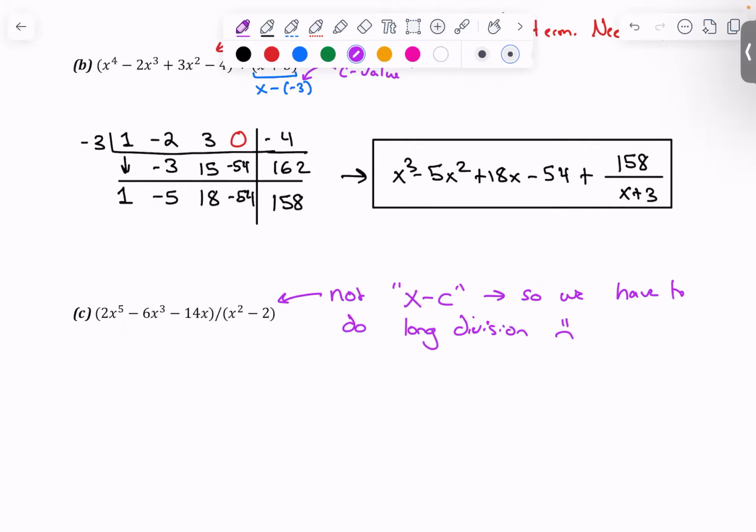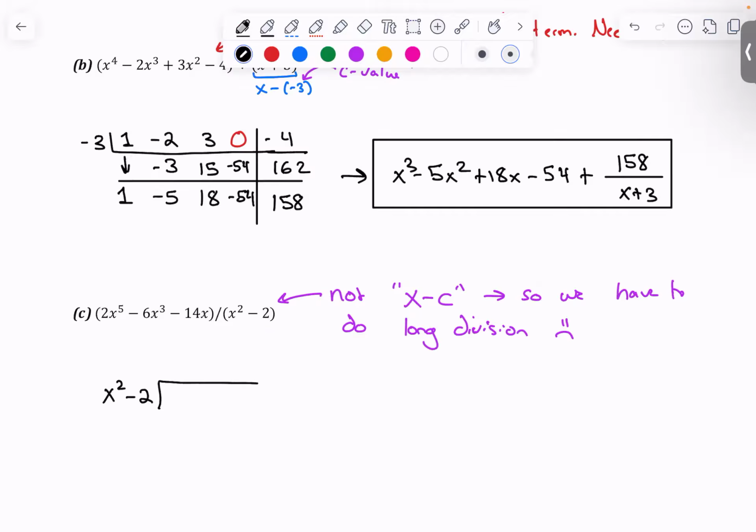Because what you could do, if you're curious, is write this as x plus square root 2 times x minus square root 2. And then you are dividing by an x minus c. And so you just have to set it up with c equaling square root 2, which is not fun. Do not do it. Bad idea. But it can be done. Just not very fun.